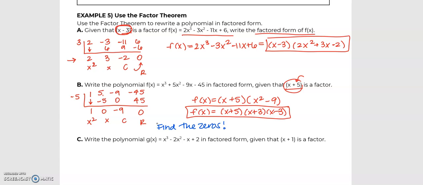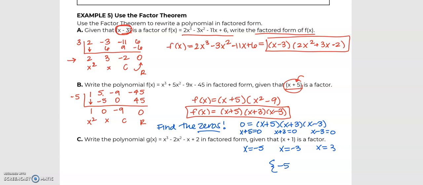Some questions are going to then say find the zeros. What we need to do is set our factored form equal to 0, and then we apply the zero product property. That's when we set each of these factors equal to 0: x plus 5 equals 0, x plus 3 equals 0, and x minus 3 equals 0. If we solve each of these little equations, I get my zeros, my solutions: x equals negative 5, x equals negative 3, and x equals 3.